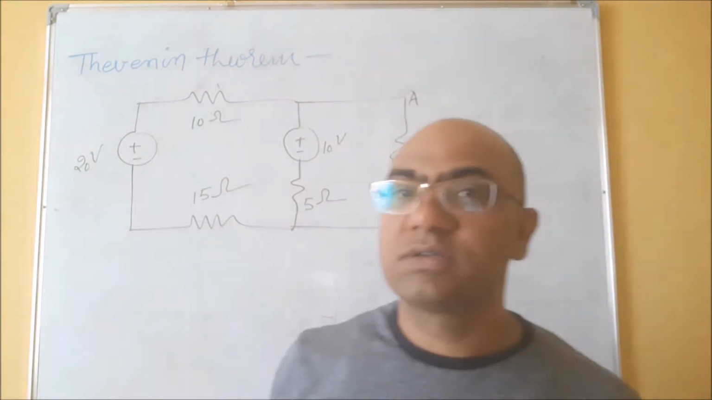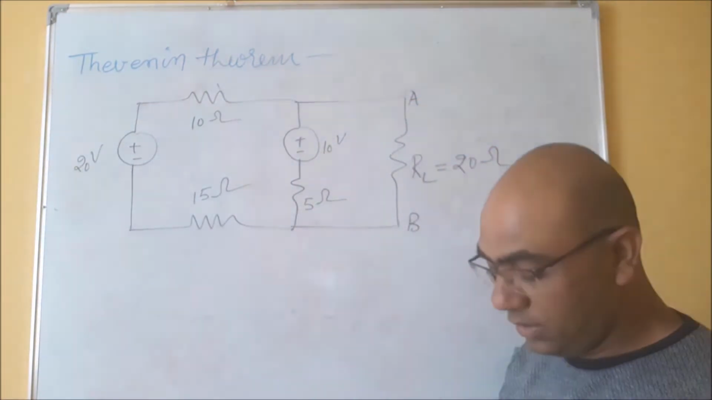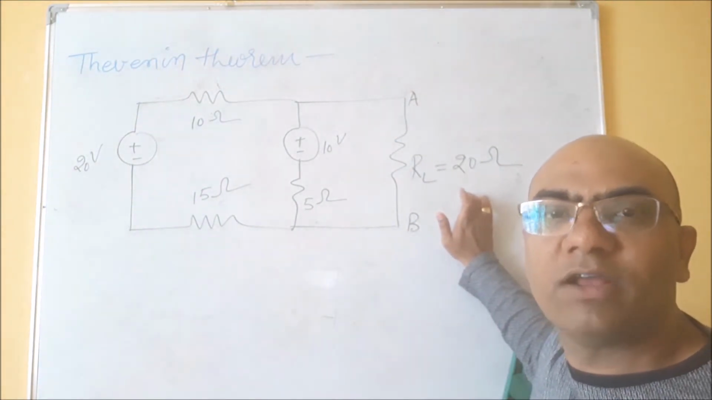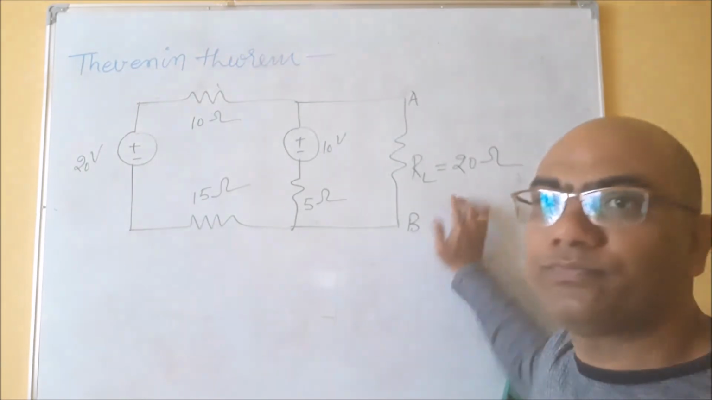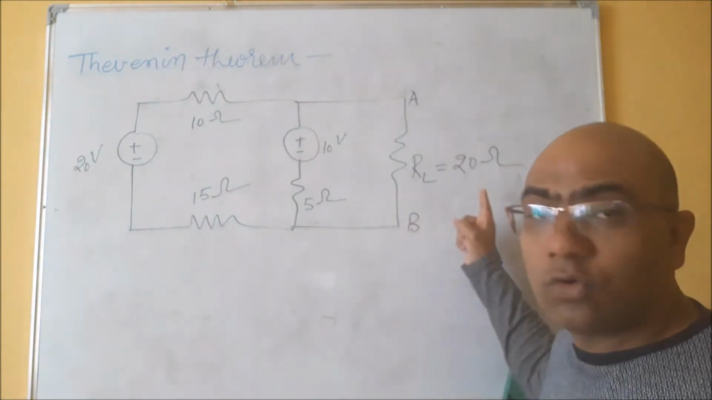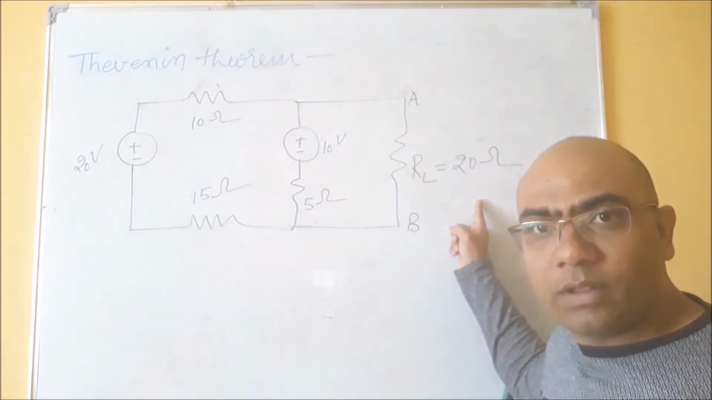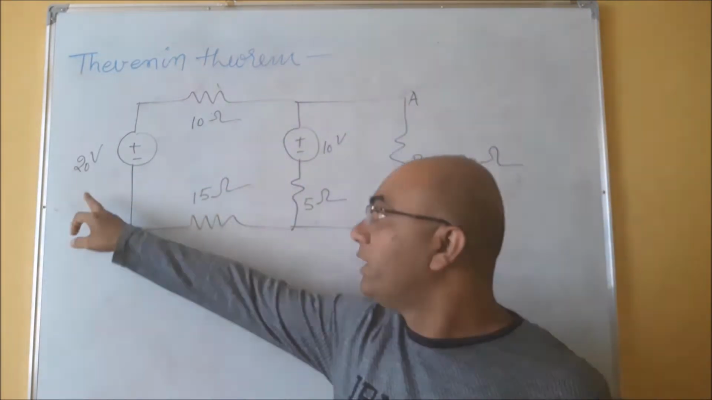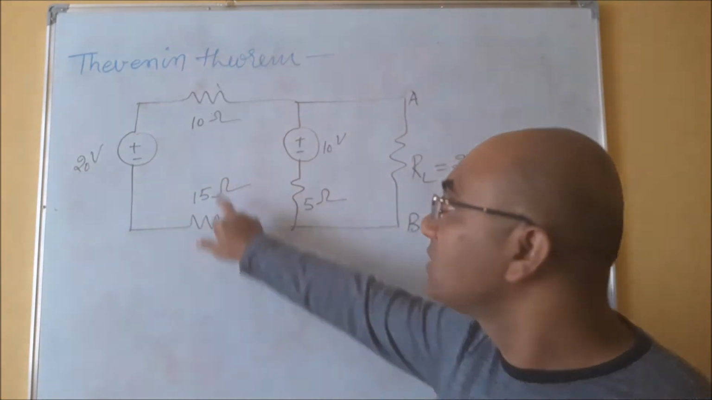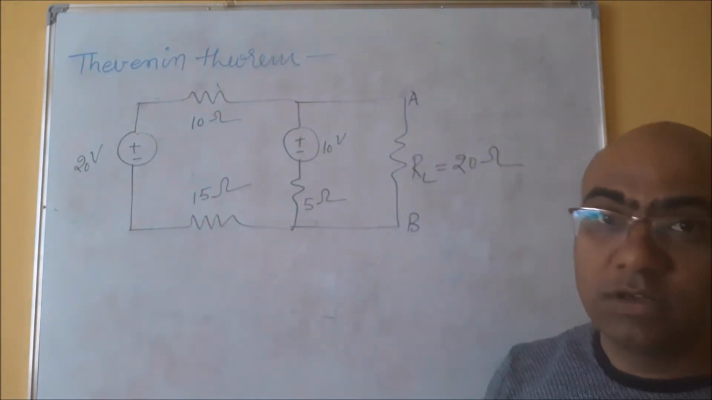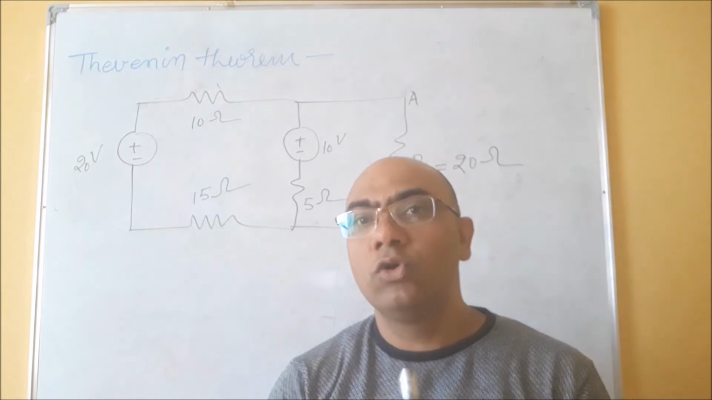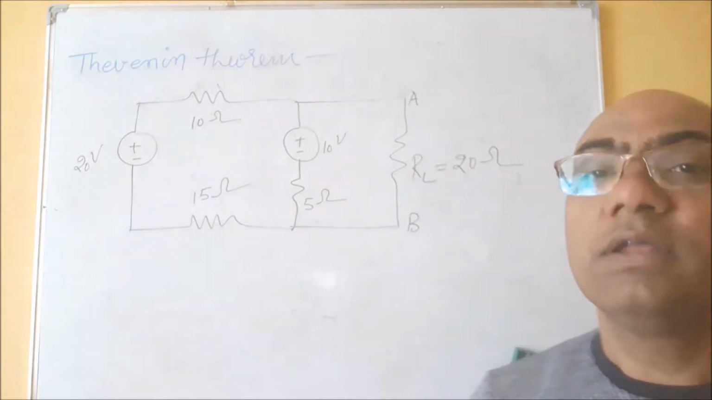Okay, suppose this is a circuit. Again I am drawing it, and I am saying in this circuit, this load is connected across branch AB and the value of the load is 20 ohm. So this is a load of 20 ohm connected to this circuit, with a 20 volt voltage source, 10 volt voltage source, 15 ohm resistance, 10 ohm resistance, 5 ohm resistance. Now I want to apply the Thevenin theorem and find the load current for this circuit using Thevenin theorem.